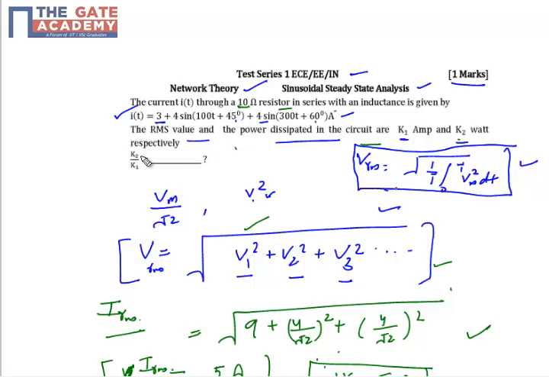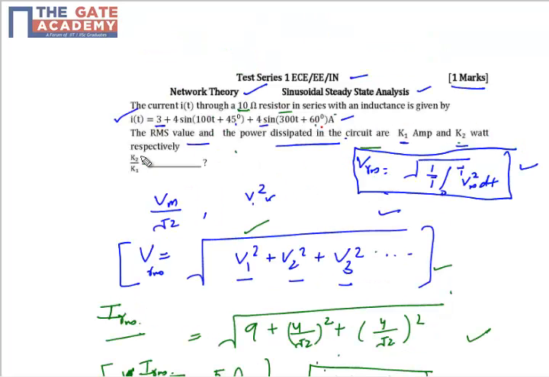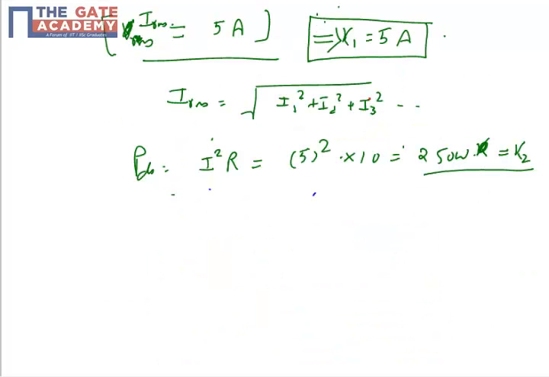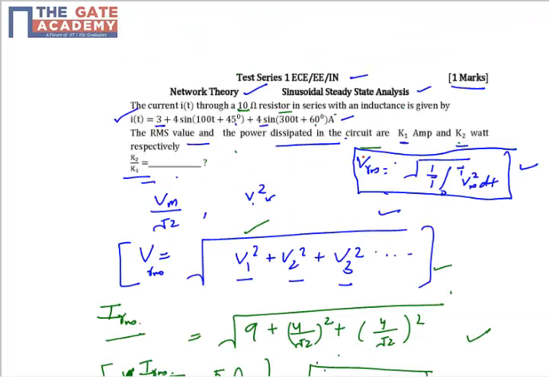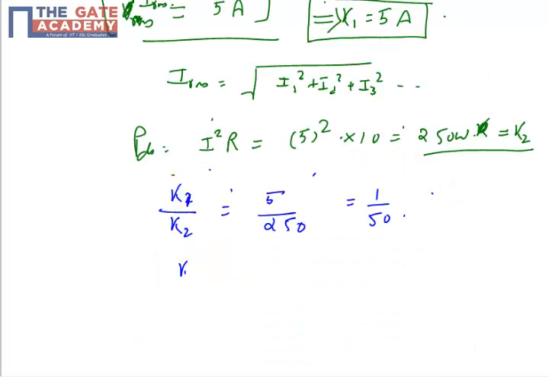Value of K1 is 5 ampere, but the question says to calculate the value of K2 by K1. We know K1, which is 5, and we know K2, which is 250. So K1 by K2 is 5 upon 250, which is 1 by 50. But in the problem we need to calculate K2 by K1. So if K1 by K2 is 1 by 50, then K2 by K1 is 50. So 50 is the answer.